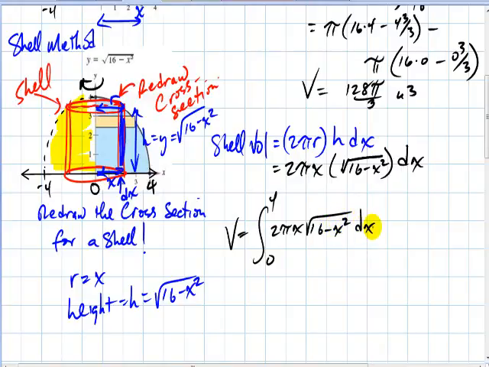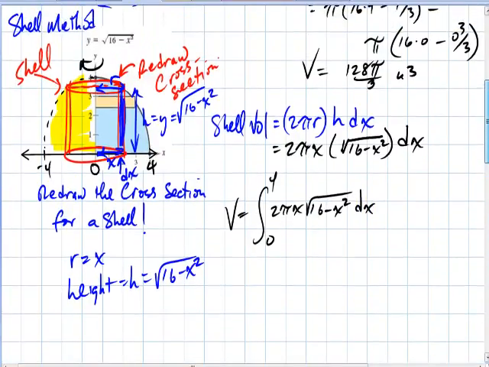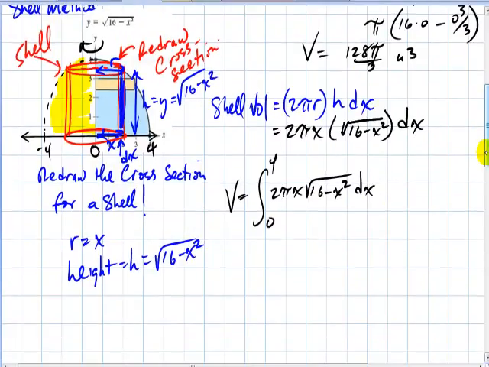dx. Now this will give us the same result, and you should put it in the calculator and check it out. It'll give you a decimal result, but it's going to be the same thing as 128 pi thirds. So you can check that on the calculator, and I suggest you do that as you go through the exam. Get good at it. But you also want to be able to evaluate this.